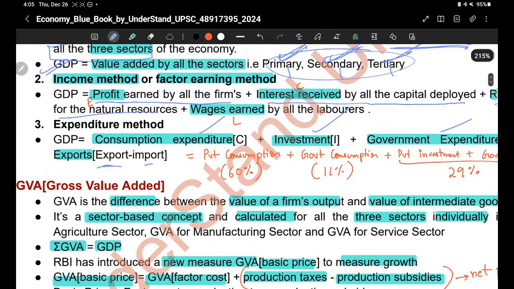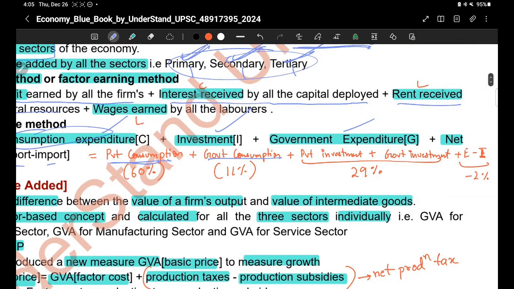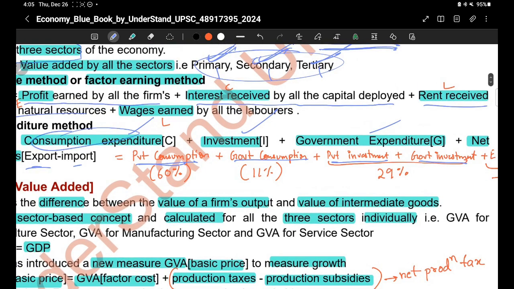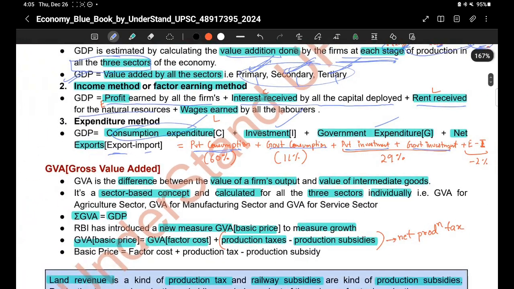This can also be written as private consumption expenditure. It can be either private consumption or government consumption. So it is private consumption plus government consumption, and investment. It can be private investment plus government investment. And net exports, export minus import.